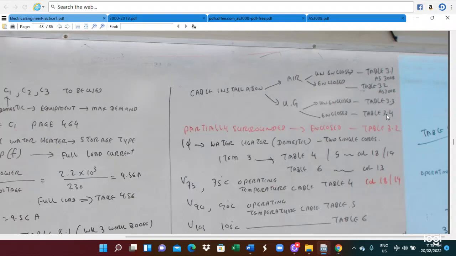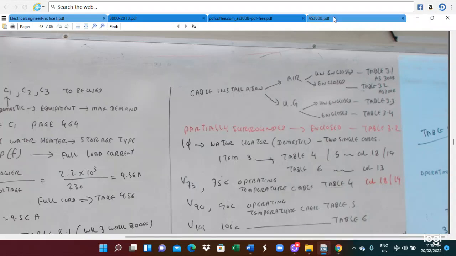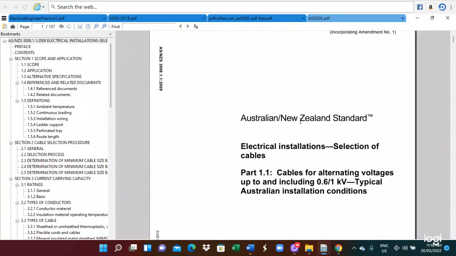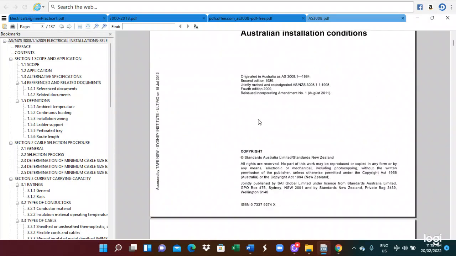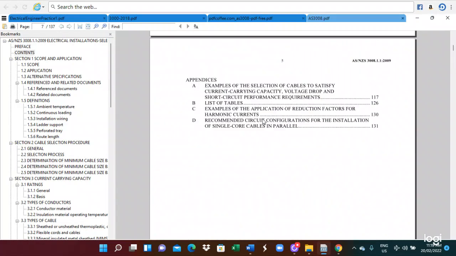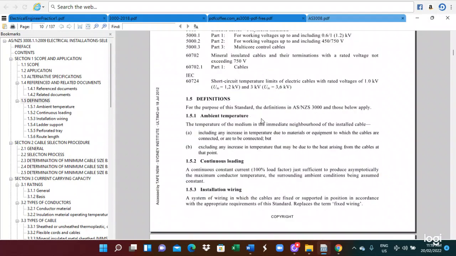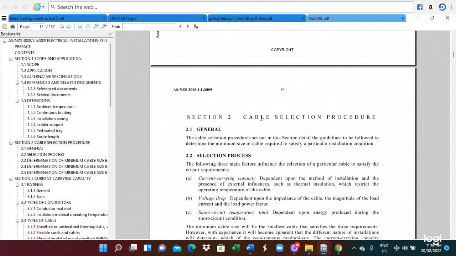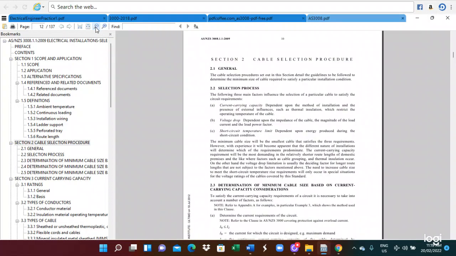Now I will look at the AS3008 rule. This rule is for the cable installation and the selection of the cable according to the Australian standard. So we have to look at Tables 3.1, 3.2, 3.3, 3.4. Four tables have to be utilized. 3.1 and 3.2 are for installation in the air, and 3.3 and 3.4 are for installation underground. That will be the cable selection.